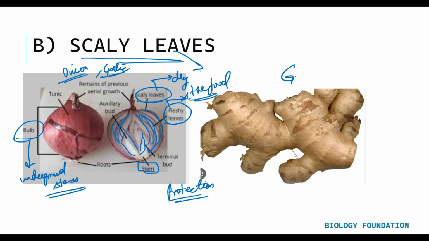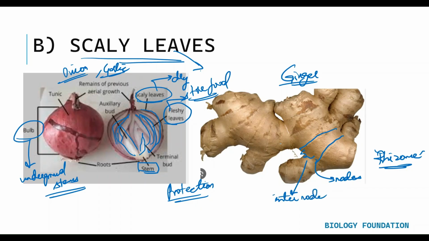Now coming to ginger. What is the stem called? Rhizome, right? The underground stem is called a rhizome. And here you can see these are your nodes, and this region is called the internode. You can see nodes here.